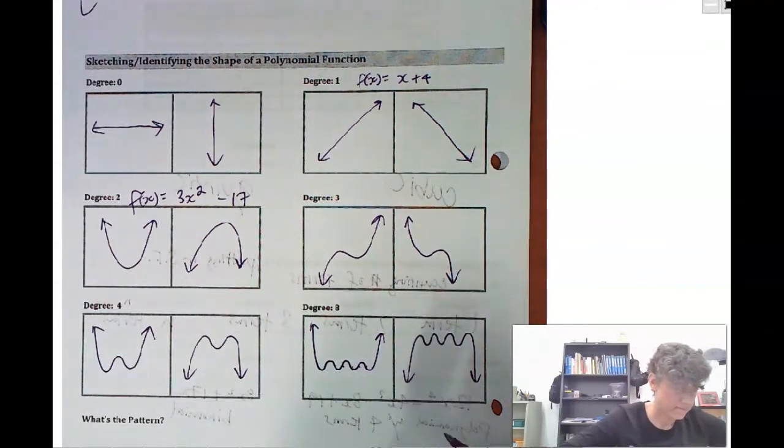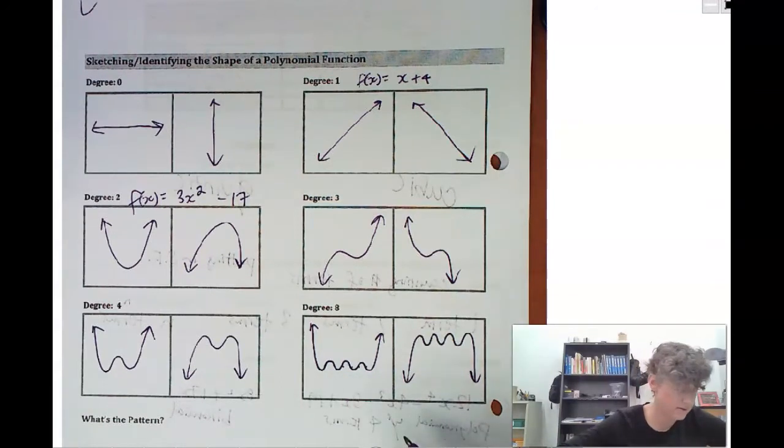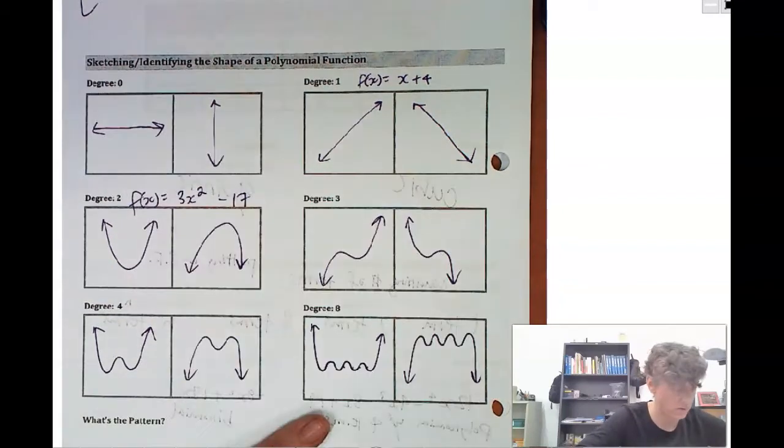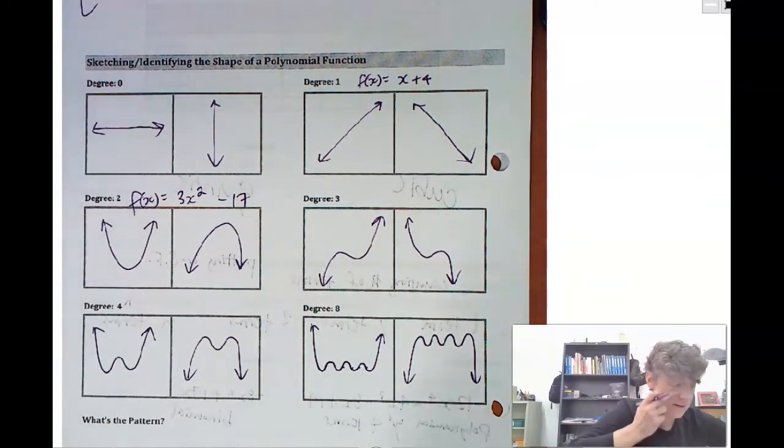Okay. That's what a degree 8 polynomial would look like. We are most interested in what's happening at the ends of these functions. Where are the arrows going? That's what we're going to summarize in the next little chart. But let's take a look for a second.